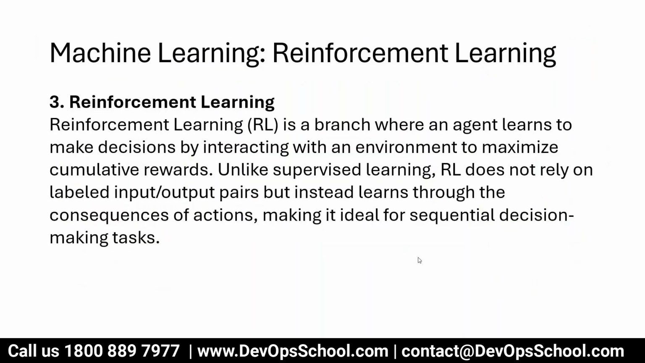Now the third branch of machine learning is reinforcement learning. Reinforcement learning, also called RL, is a branch where an agent learns to make decisions by interacting with the environment to maximize cumulative rewards. Now, if you want to understand this branch, you can think of yourself. How do you learn? How does a boy or girl or kid or baby learn over a period of time, right?